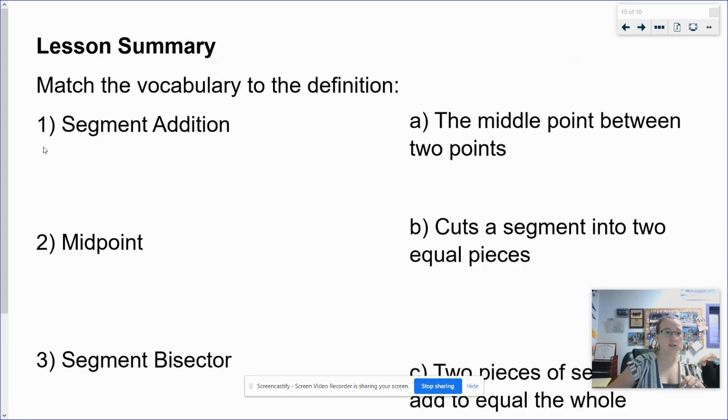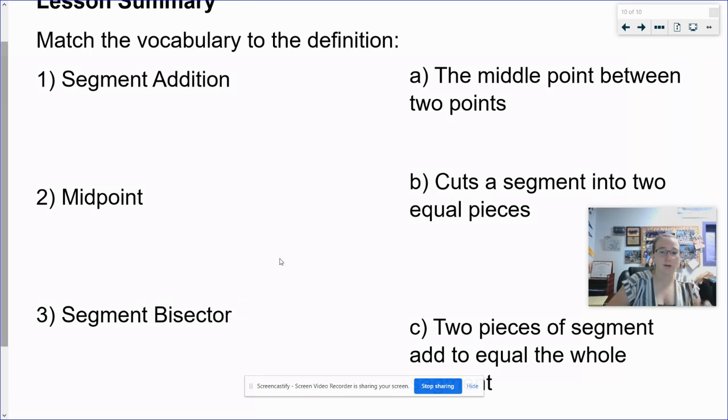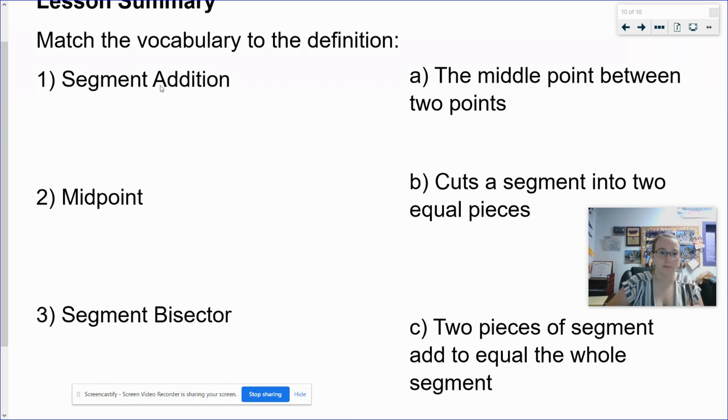To wrap up this lesson, though, we're going to go ahead and do this real quick. So to summarize, you want to match the vocabulary to the definition. So I've got segment addition here, midpoint, and segment bisector, and I got some definitions on this side. Let's start with A. Actually, let's do this. I'm going to give you a second. You can go ahead and write down like 1 is B, 2 is C, whatever you want to do. You don't have to copy out the whole thing if you don't like to, but I'm going to give you a second to do that.